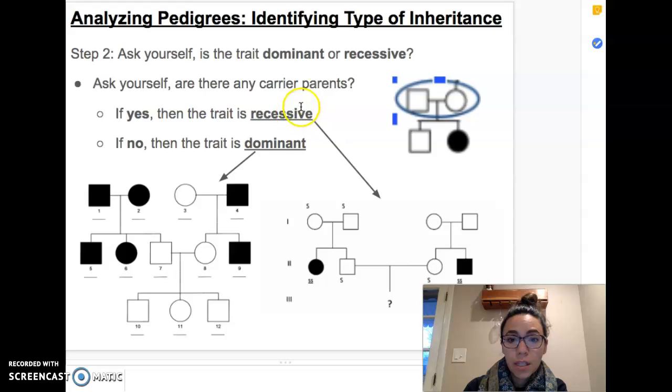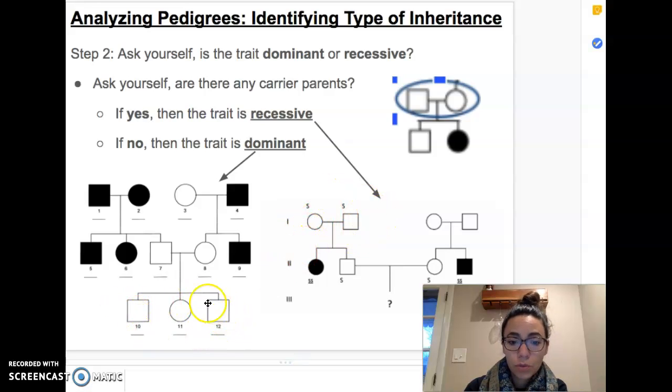So if there are carrier parents, like in this example, then the trait is recessive, meaning it's on the smaller letter, so a lowercase letter. If there's no carrier parents, so for example, if a kid has it, their parents also have it, that means it's dominant. Another way to think of it is it's going to be in all of the generations. It's not going to skip a generation, whereas this one skips a generation.